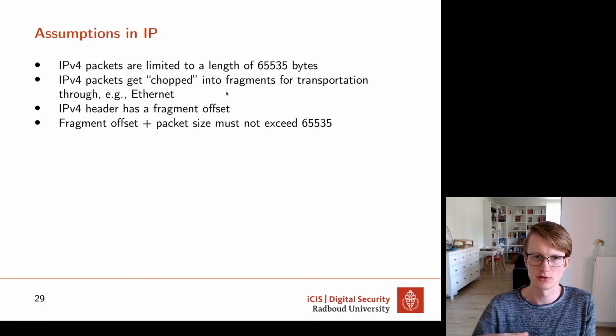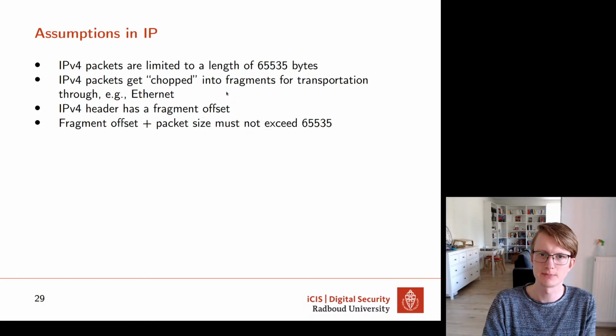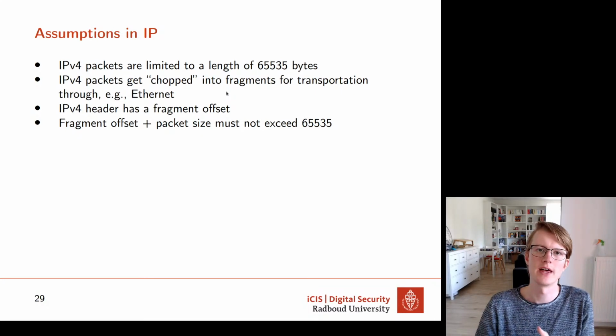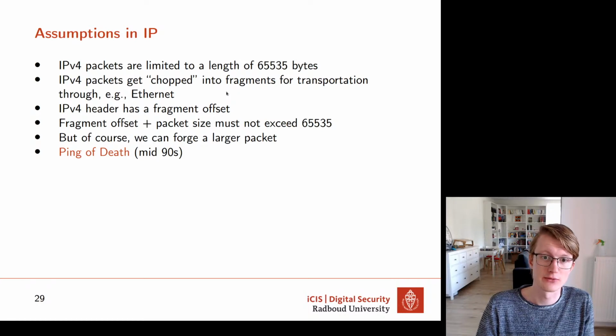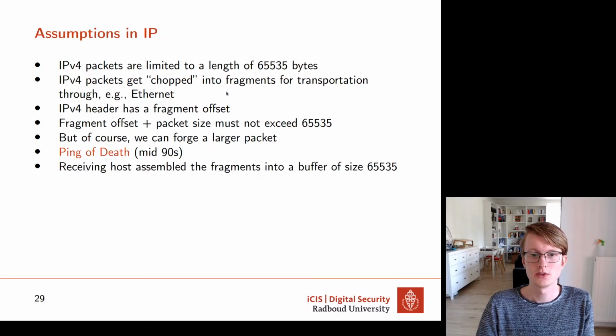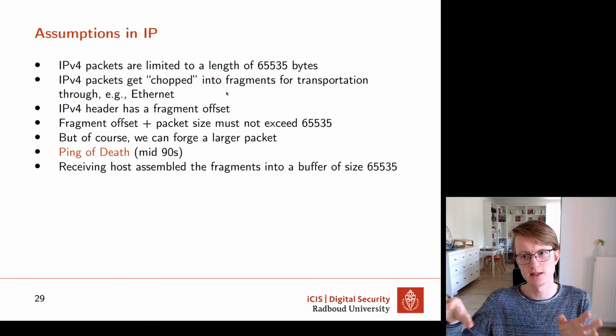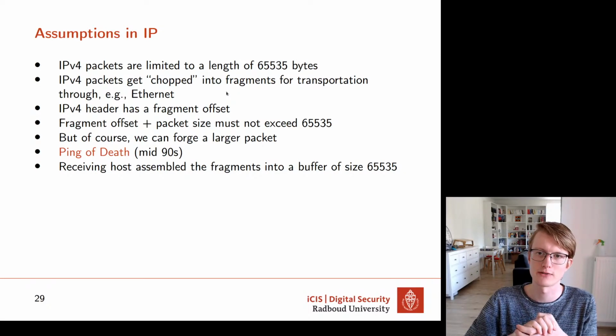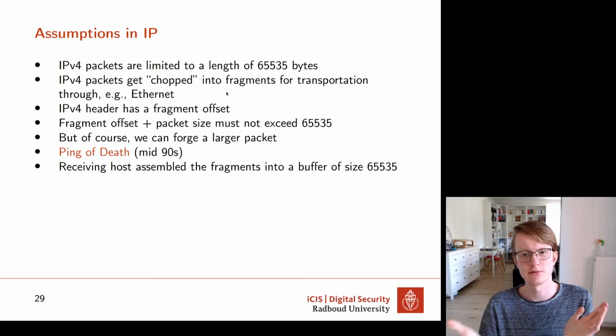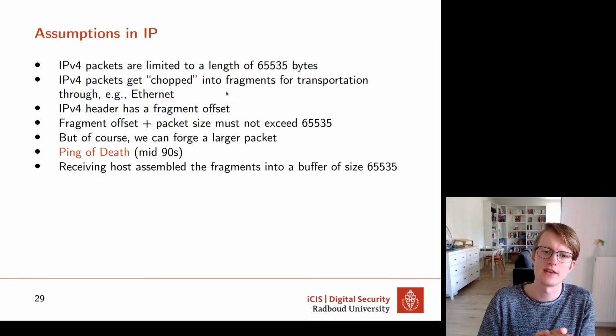This limit is there in case the transport you're sending the packets through is narrower than what the size of a packet can be. Of course, we can still forge such a packet though. So this led to the ping of death attack. The host that receives a ping packet would assemble these fragments in a buffer, and the buffer would have a constant size of 65,535 bytes, because everyone just assumed it can never be bigger than that.